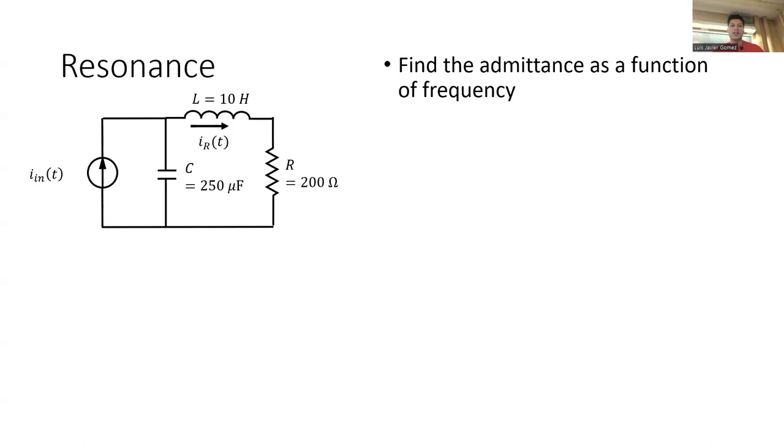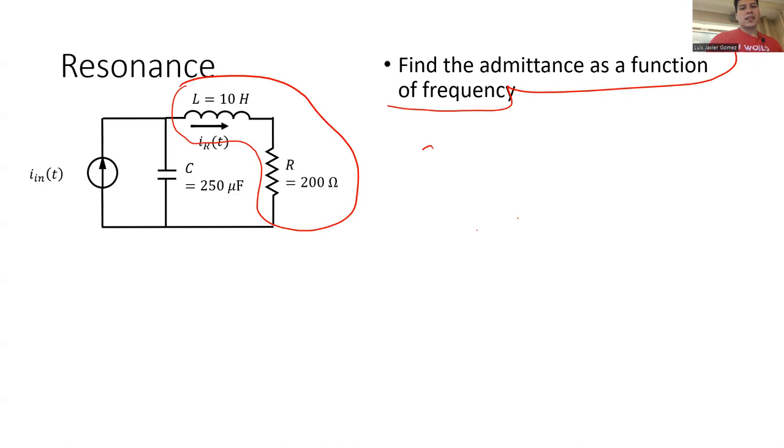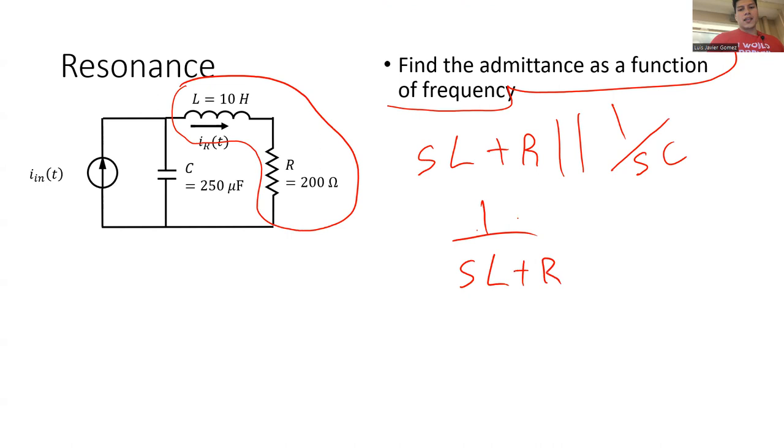Okay, so what's the admittance as a function of frequency for this particular circuit? We really just have an inductor in series with a resistor, so SL plus R, and all of that is in parallel with 1 over SC. So in this particular case, we have 1 over (SL plus R) plus SC equal to Y of S. Is this clear to everyone? Yeah, so that's the admittance for this particular circuit.